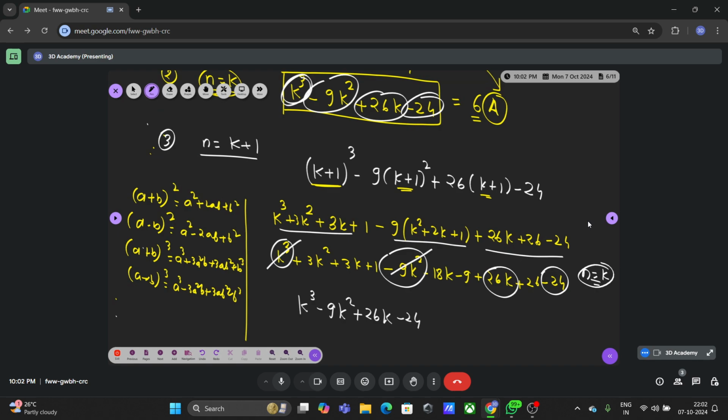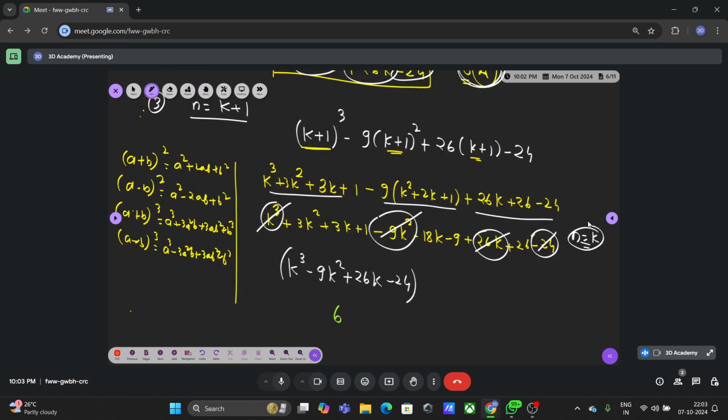So all these four terms are gone, and we know that these four terms combined give us nothing but 6a, right? So in the next step, I am going to write this entire term as 6a, that is a multiple of 6. Now I will solve the rest of the terms from here. So if you see, I get 3k square, minus 18k. So 3k minus 18k is minus 15k, plus 1 plus 26 minus 9. So 1 plus 26 is 27, 27 minus 9 is 18, correct?